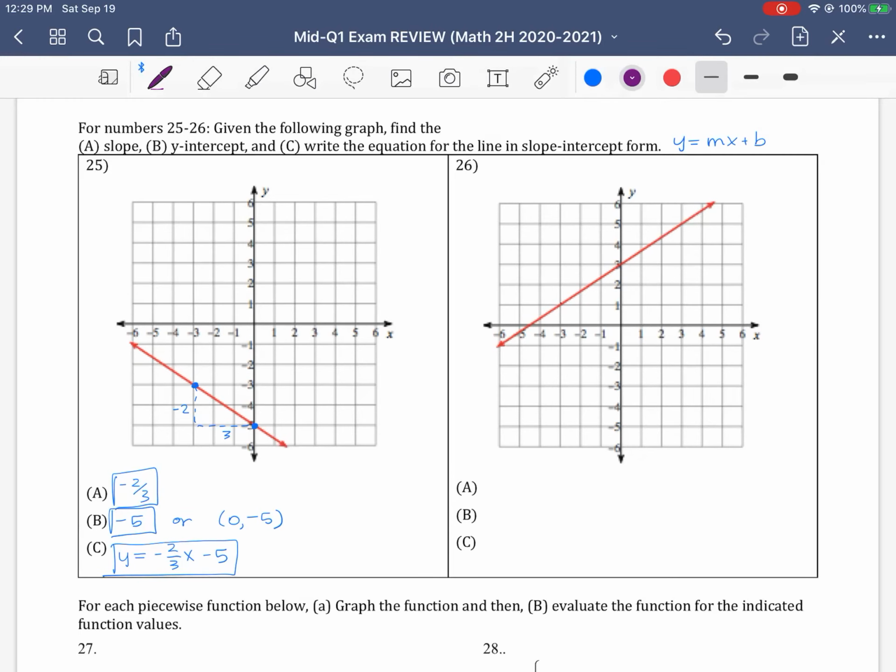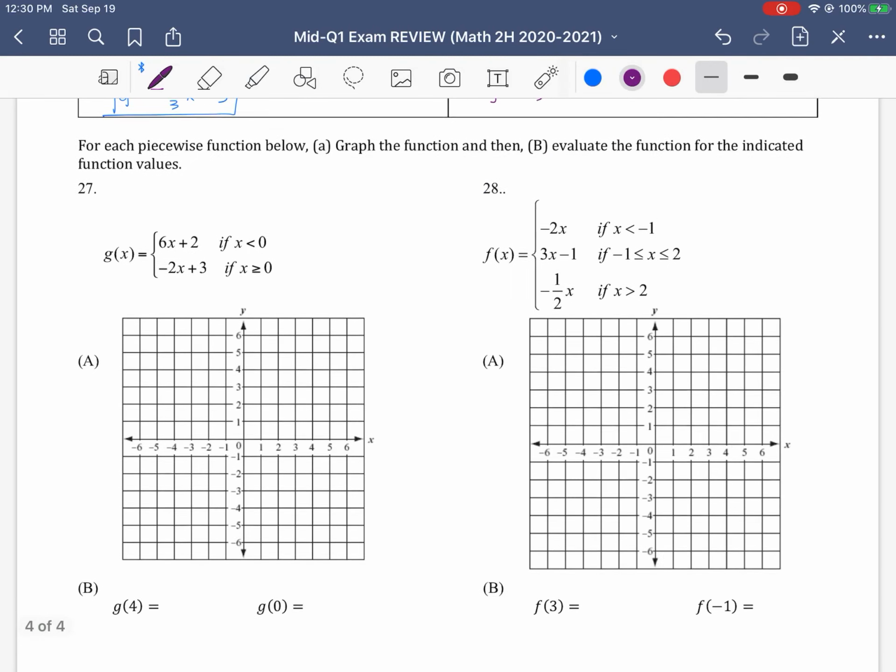Same idea on the next one. Again, find 2 lattice points that work. Moving left to right, we would go up 2, and then we would go to the right 3. So this time it's a positive 2/3 slope. And again, finding that y-intercept, it looks like it crosses at 3, or if we wrote it as a point, that would be the point (0, 3). And our equation then would look like 2/3 x plus 3.